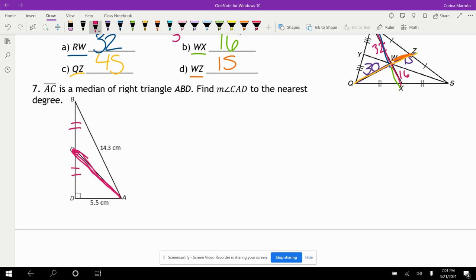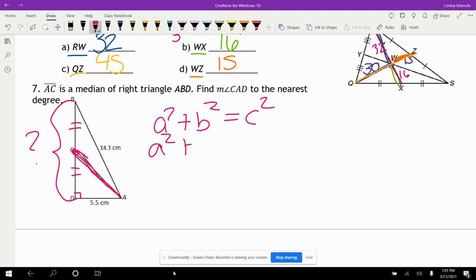Okay, and it says find the measure of angle CAD. So they're asking us for angles, but we'll get to that in a little bit. First, we need to figure out what this side is. Now this is a right triangle, if we notice here. So we're going to have to use the Pythagorean theorem. A squared plus B squared equals C squared. So A, we don't know, that's what we're looking for. B squared is 5.5 squared, equals our C squared, which is our hypotenuse, so 14.3 squared.